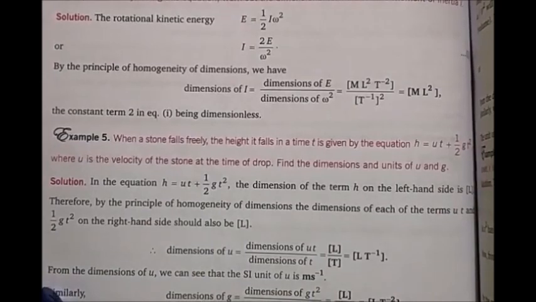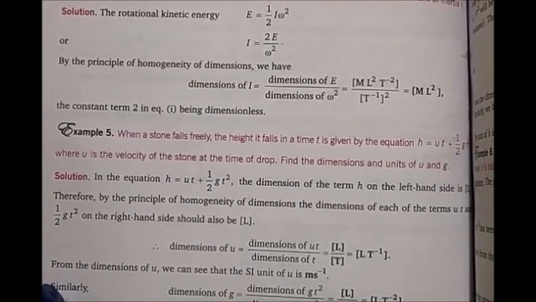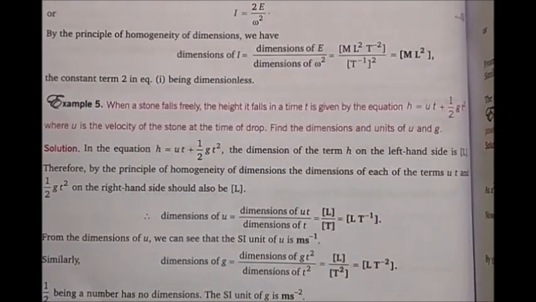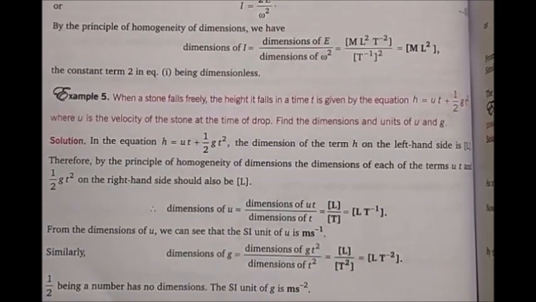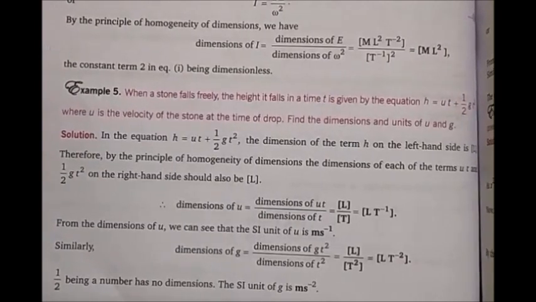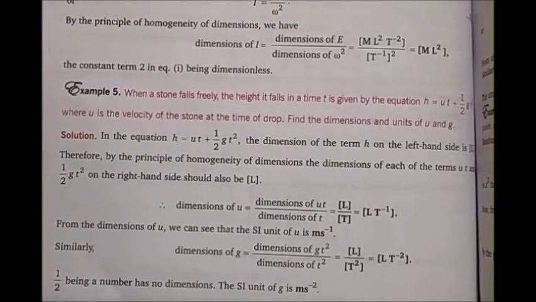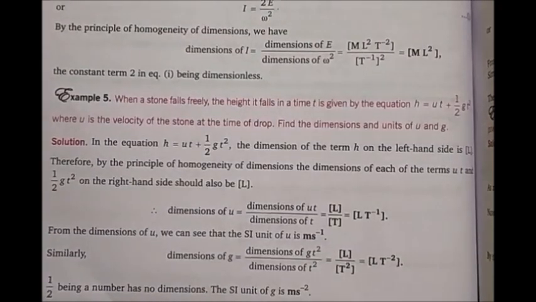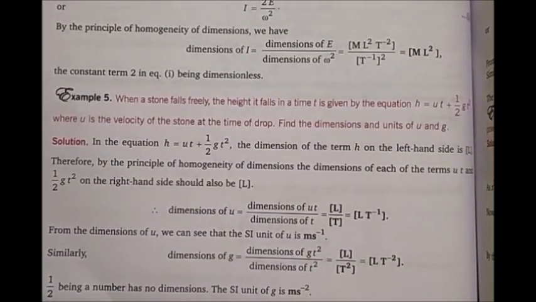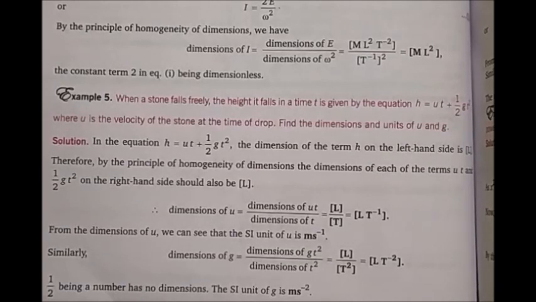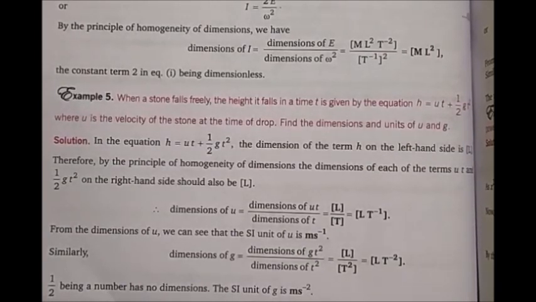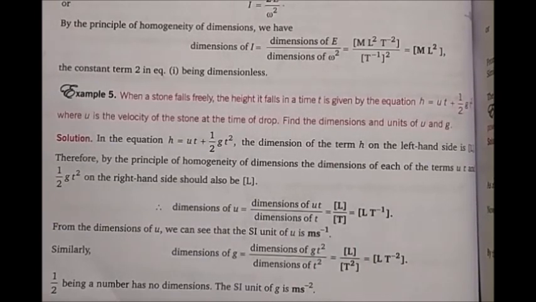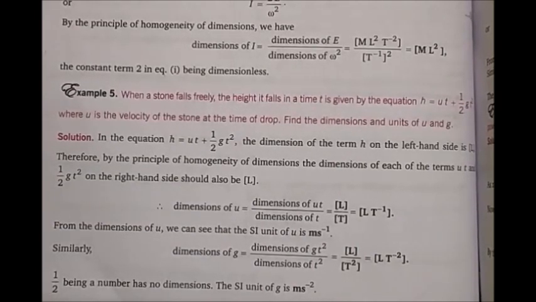This example number 5 has a little different way of solving. So I thought I will just work out this example for you. When a stone falls freely, the height it falls in a time t is given by the equation h is equal to ut plus half gt square, where u is the velocity of the stone at the time of drop. Find the dimensions and units of u and g. So this is the question.